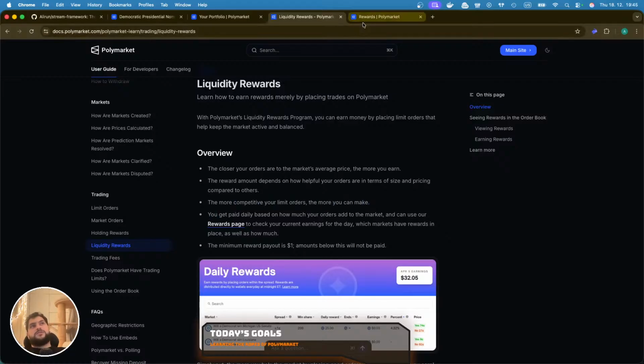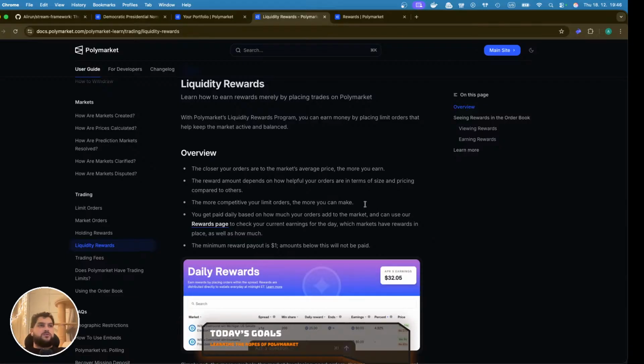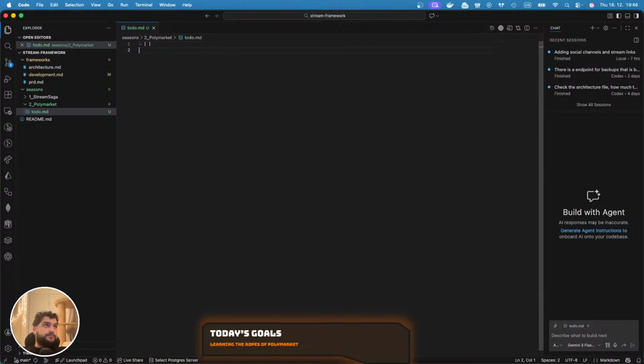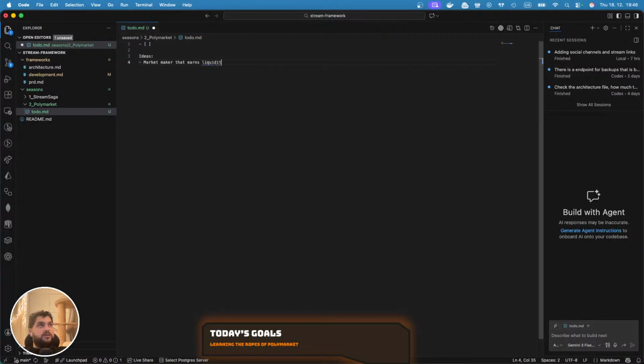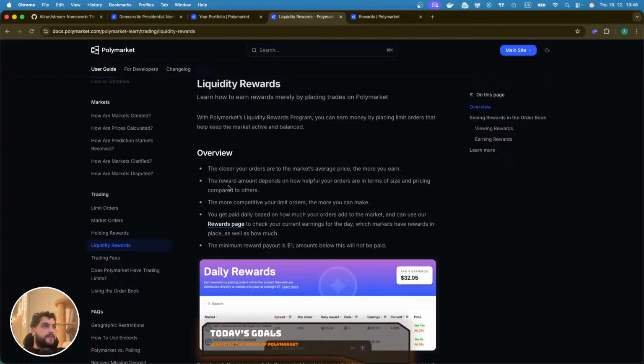So we can also work on some kind of basic market maker that will earn rewards here. We can see if it's profitable, what our mistakes are, and so on. This is cool. Let's put here some ideas. Beginning. Market maker that earns liquidity rewards. This is interesting. Now we are starting to get some insights already. I like it.